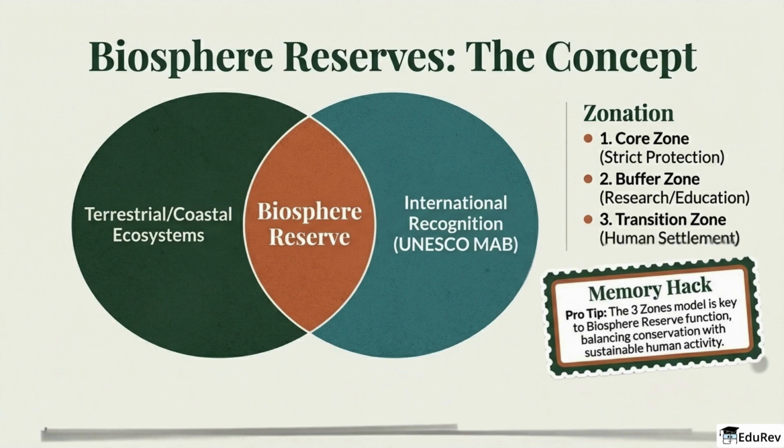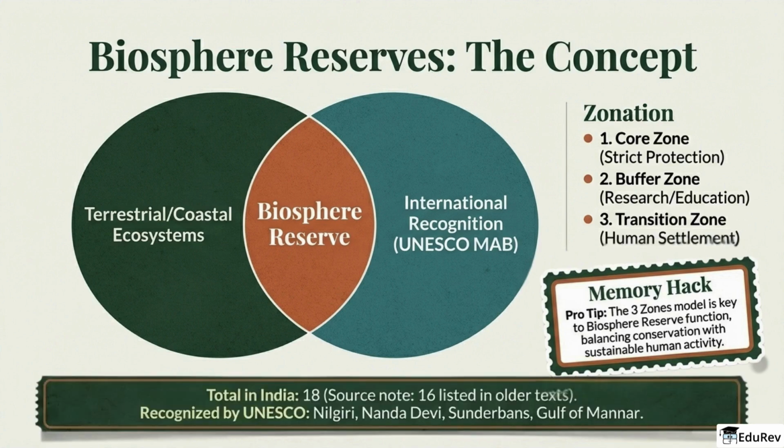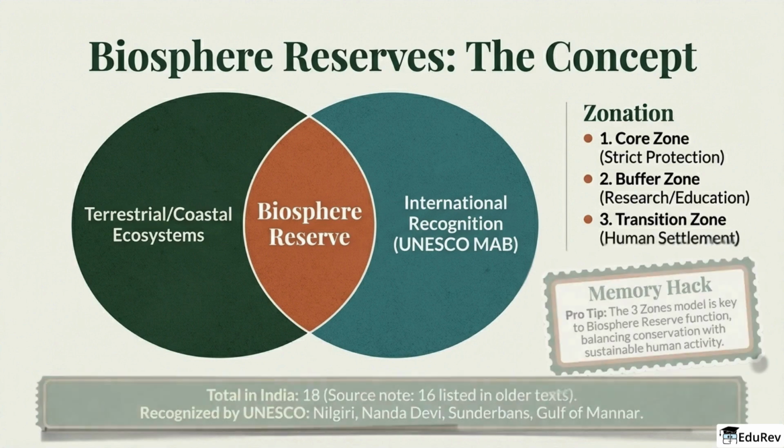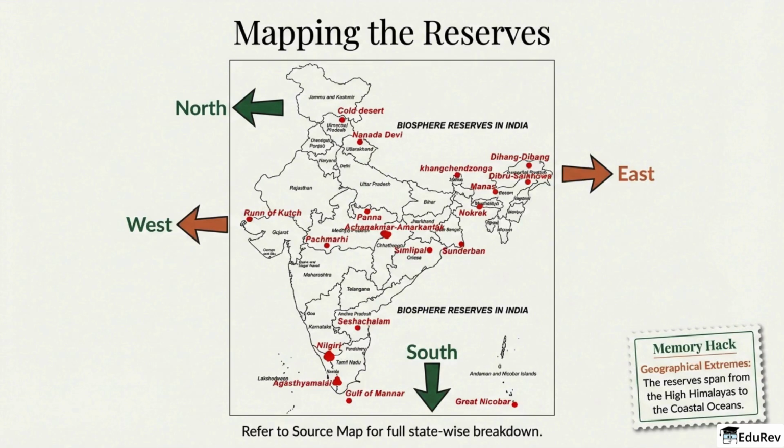And the figures you need to retain here are 18 biosphere reserves in India, though older texts may still mention 16. The UNESCO-recognized ones listed here are Nilgiri, Nanda Devi, Sundarbans, and Gulf of Mannar. Now let's map the reserves across India. This is where location memory matters.